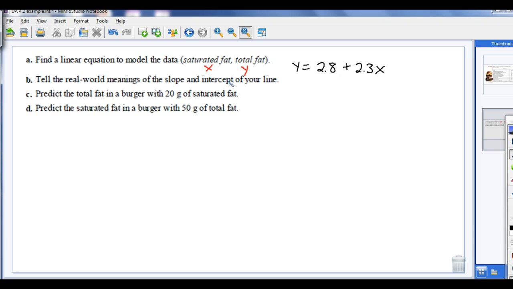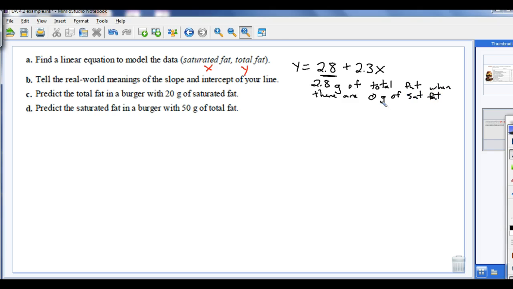Tell the real-world meaning of the slope and intercept of your line. So first, what is the intercept of our line? The intercept is 2.8. So what does that mean? 2.8 what? Well, this first number is going to be total fat. So it's going to be 2.8 grams of total fat, even when there are 0 grams of saturated fat.